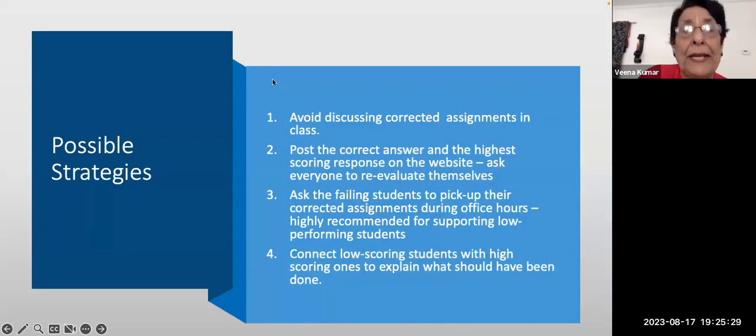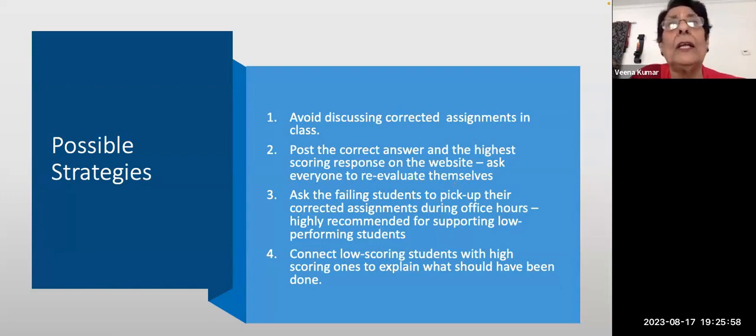So how do you do it? Basically, post the correct answer and the highest scoring response on the website. Ask everyone to reevaluate themselves. So you say, okay, if you got 7 on 10, now you have the right answer. You have a sample super assignment, which got 90%, 95%. How will you reevaluate yourself? You'll find they will reevaluate even lower than what you have. So this cuts out all the complaint part of it. Because half the time people are saying, I didn't get enough time, I didn't get enough grade, I worked so hard on it and all. Okay, you worked so hard on it, but then you have to see.